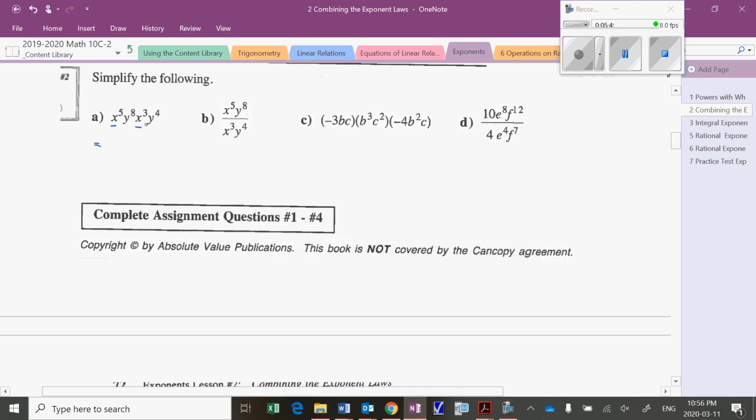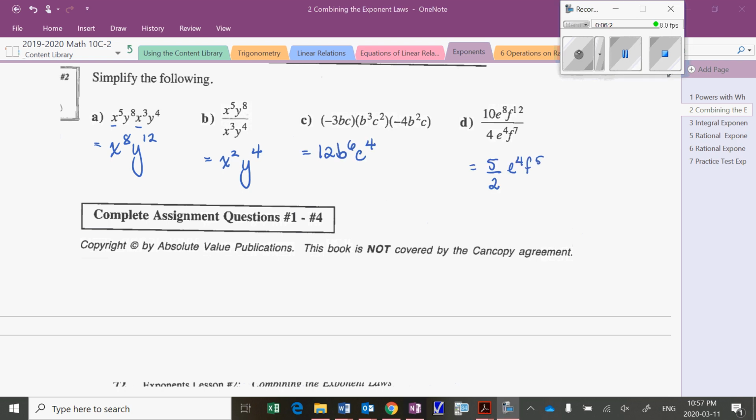So expanding those out, I'd end up with x to the 8th. For the y's, we've got y to the 8th and y to the 4th. So that is then y to the 12th. In B, those are stacked nicely on top of each other, and so x to the 5th divided by x cubed is x squared, y to the 8th, sorry, divided by y to the 4th is y to the 4th. So, again, take the time, hit pause, and finish off C and D.